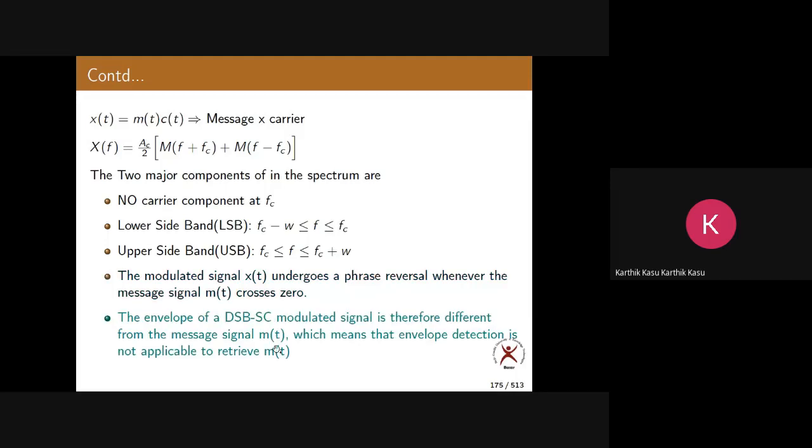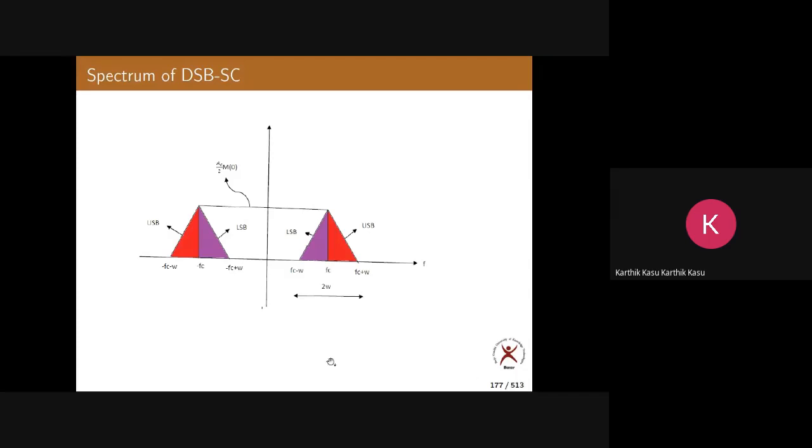In DSBSC, what happens is your envelope does not follow the message signal. Unlike AM, the envelope of DSBSC does not follow m(t). So that's why you cannot demodulate using an envelope detector. I have written it very clearly here: the envelope of the DSBSC signal is different from the message signal. In AM the envelope follows the message signal, but in DSBSC it does not. That's why you cannot do demodulation using ED.